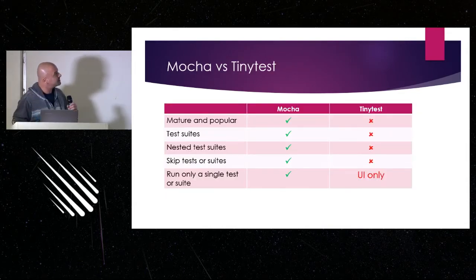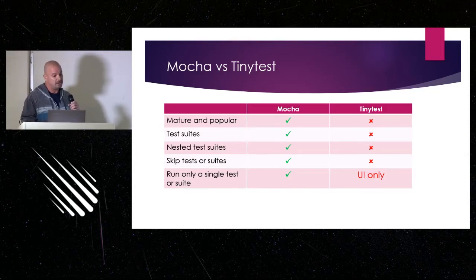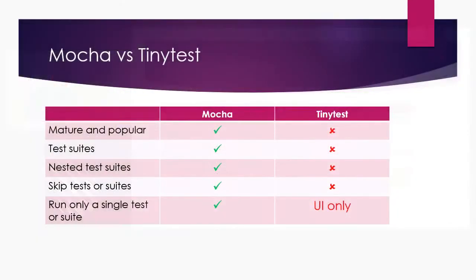So this is Mocha versus TinyTest, and this is why we think you should basically move to Mocha from TinyTest if you're even using TinyTest. Mocha supports test suites, it supports nested test suites, it supports skipping tests or suites during development. So if you're messing with something that doesn't work, you just do .skip and you skip it, and it also allows you to run only a single test or suite.